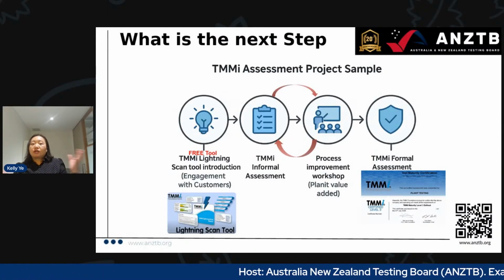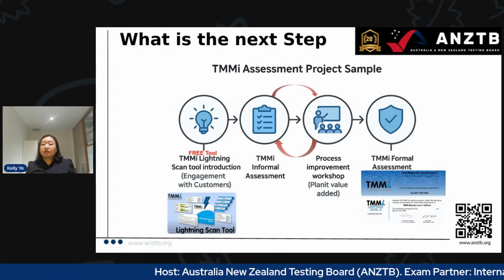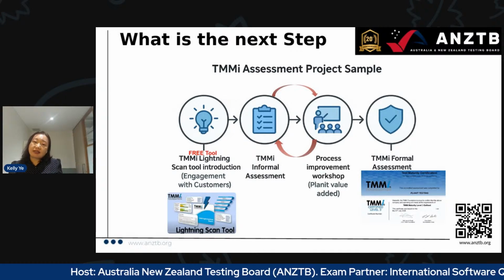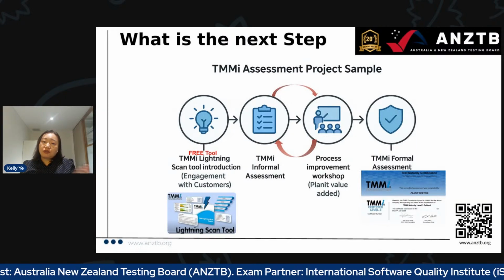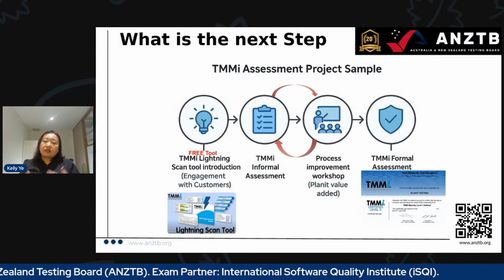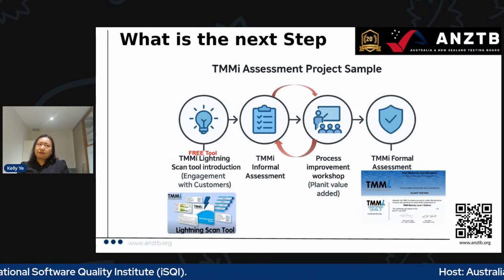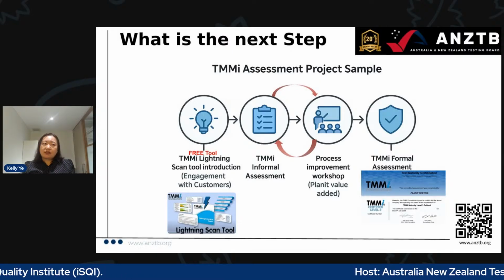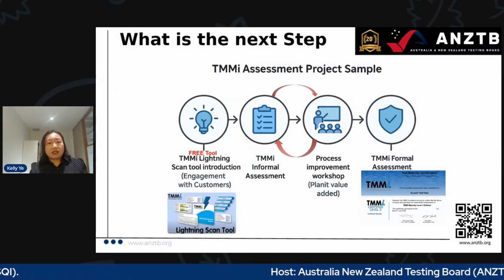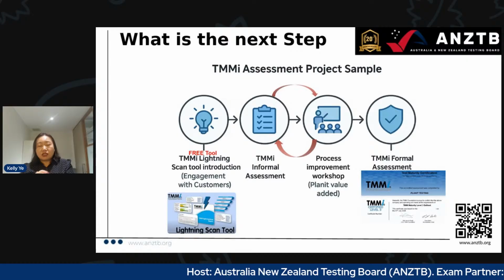So after we talk about TMMi and ISTQB certification, what are the next steps for us? If you really want to adopt a generative AI tool, you need to think about whether we are mature enough, and which parts, which phases, we need to use Gen AI because they are more stable and streamlined.